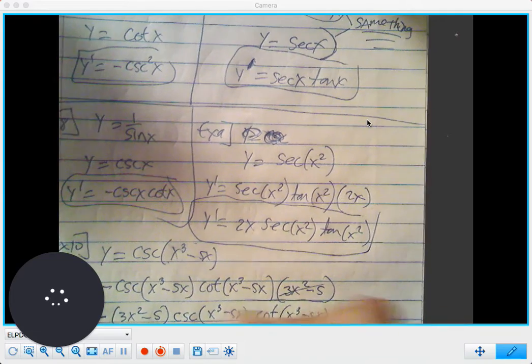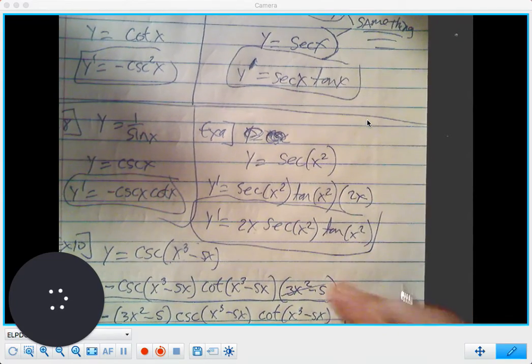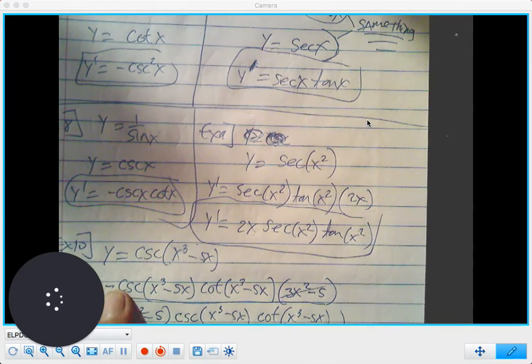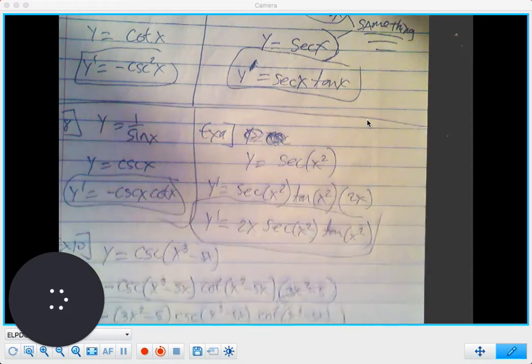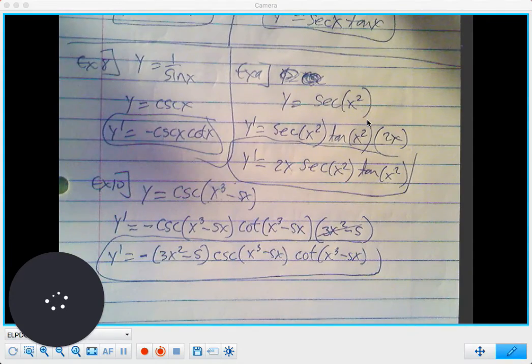See, the answer is exactly the same thing. The only thing we did is we moved this to the front. And the negative is from the formula. Cool.